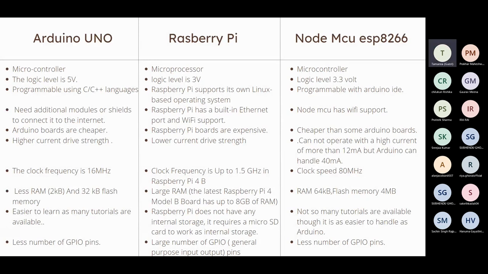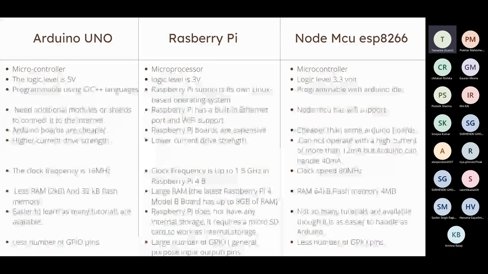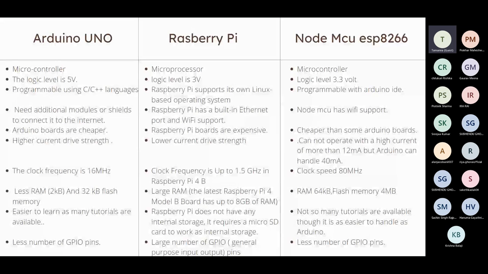Next point is internet. If we need to connect Arduino Uno to the internet, we'll need additional modules or shields. Whereas Raspberry Pi and NodeMCU have built-in Ethernet port and Wi-Fi support. As for the cost, Arduino boards are cheaper. They cost around 500 rupees to 1000 rupees. Raspberry Pi are way more expensive than that. They cost between 4000 and 10,000. And NodeMCU, generally speaking, are cheaper than some Arduino boards.